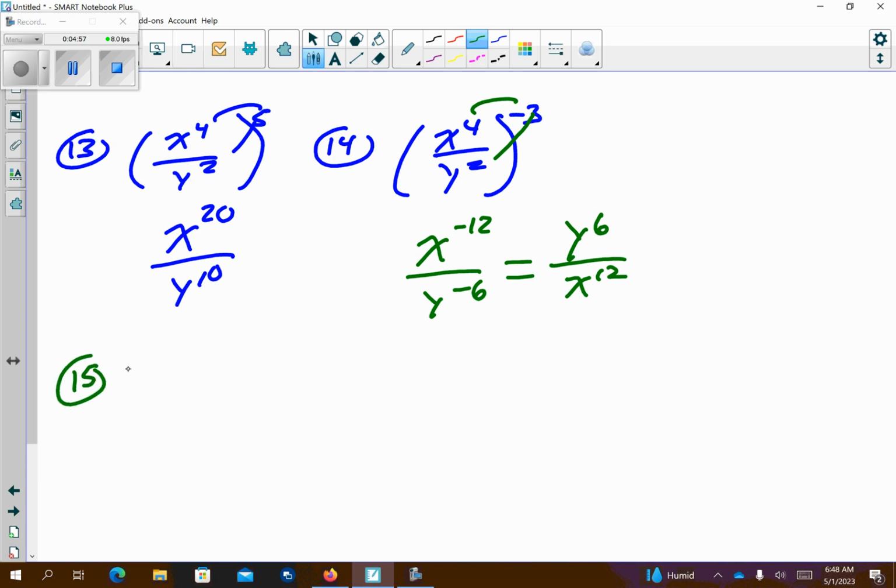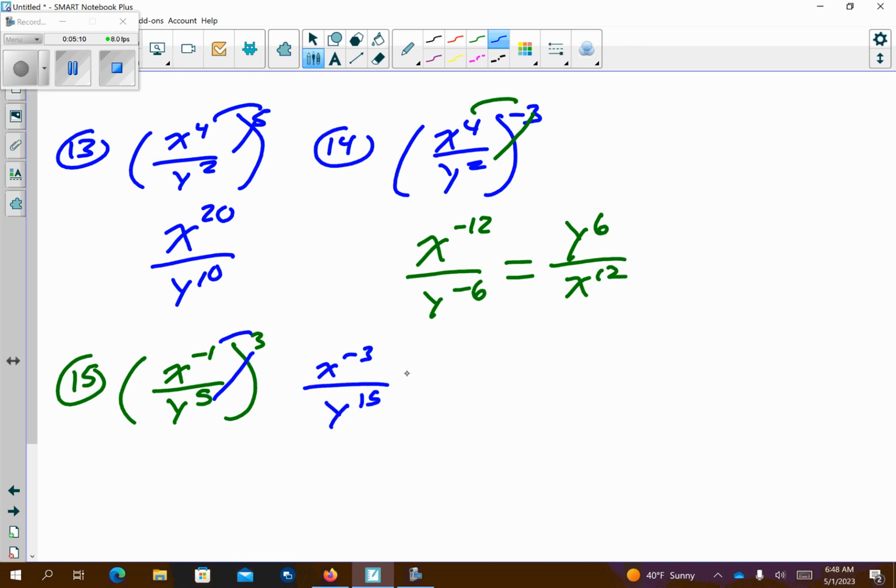Number 15, x to the -1, y to the 5th, it's all to the third, so let's multiply the power of the powers. So I'm going to get x to the negative 3 on top over y to the 15th. Well, x to the negative 3 wants to move down. So I'm going to get x to the third on bottom, y to the 15th stays down there, and because everything moved down, I need to put a placeholder of 1 on top.